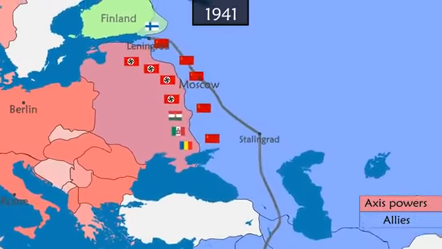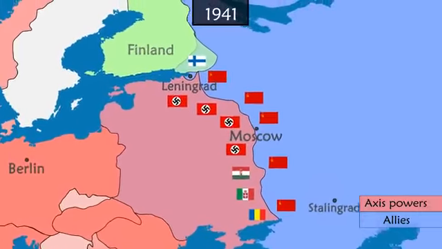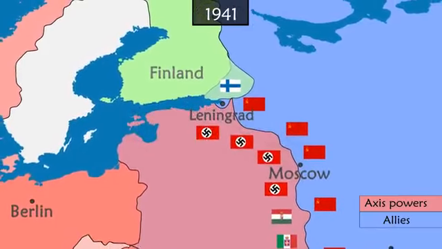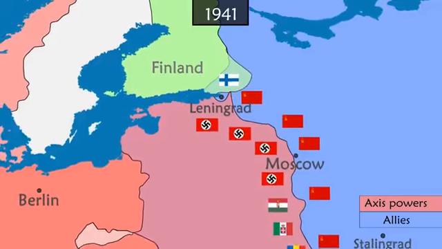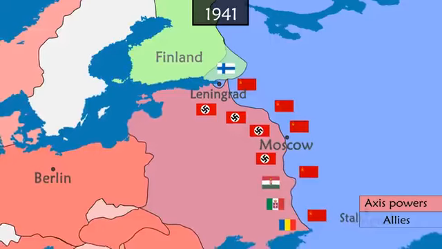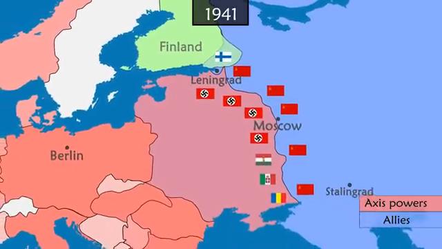German armies arrive in Leningrad and begin a siege of the city that would last 872 days and cause more than 1 million civilian deaths. Further south, German troops were stopped at the gates of Moscow, where they suffer a harsh and deadly winter. Behind the front lines, the SS massacre Slavic and Jewish populations.